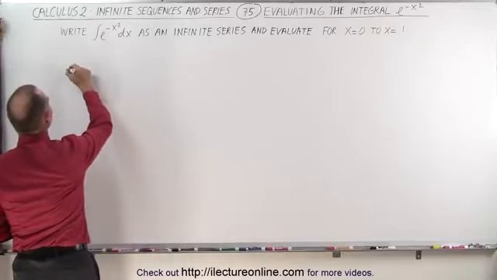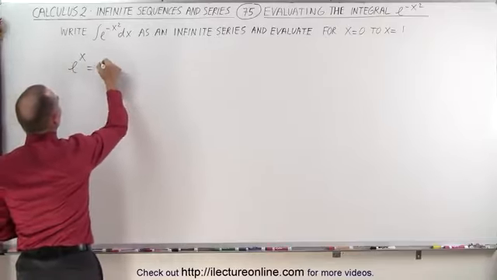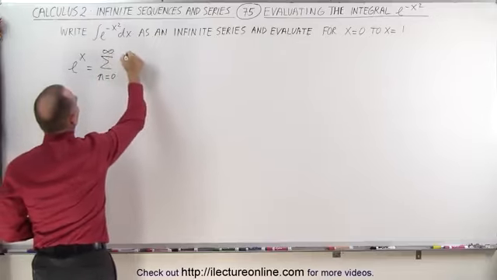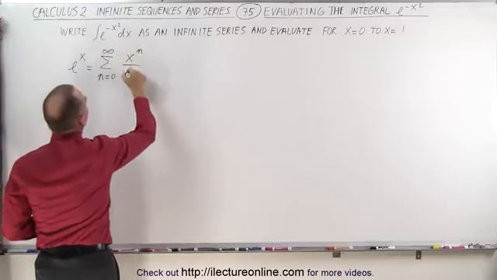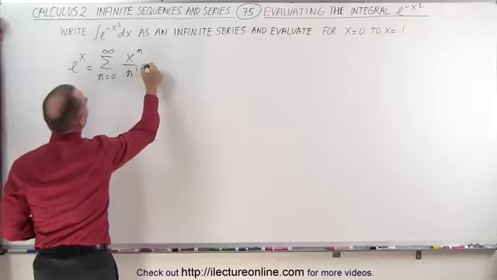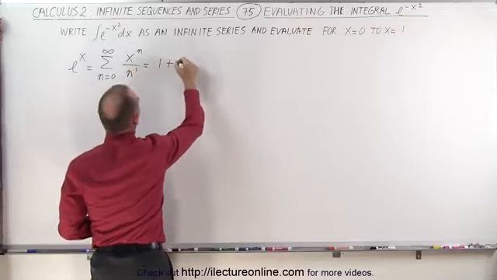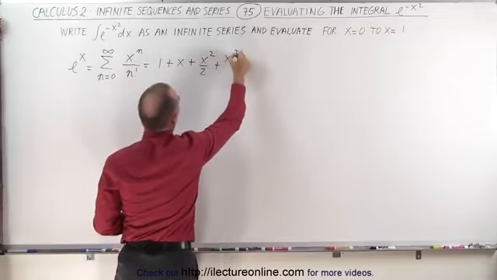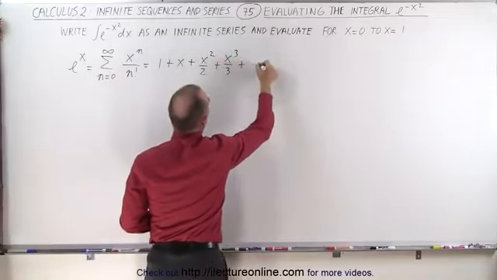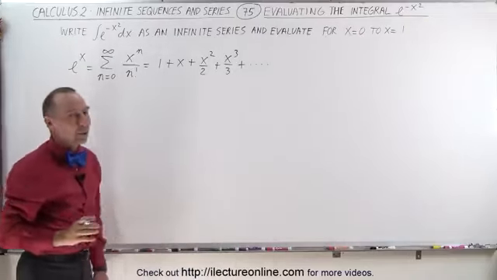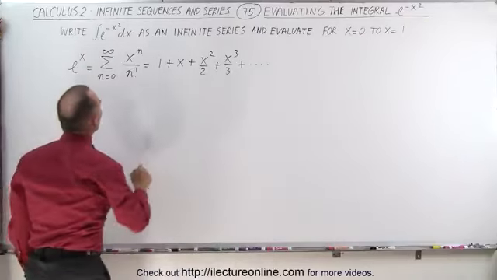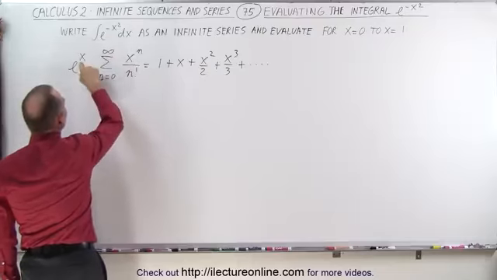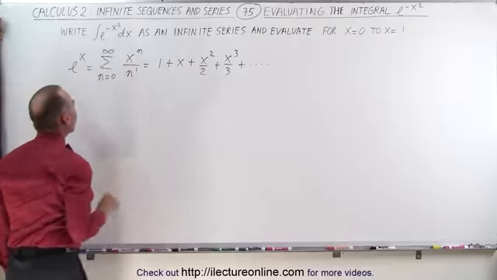We know that e to the x can be written as the infinite sum from n equals 0 to infinity of x to the n divided by n factorial, which means that this is equal to 1 plus x plus x squared over 2 plus x cubed over 3 plus and so forth. Now, can we draw a relationship between this and this? You can see, well, here you have e to the x, here you have e to the minus x squared.